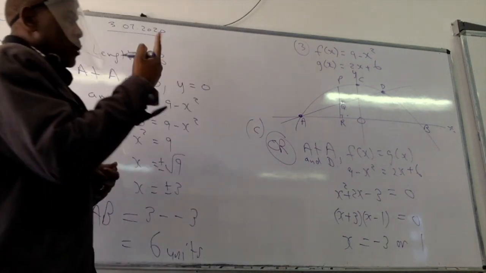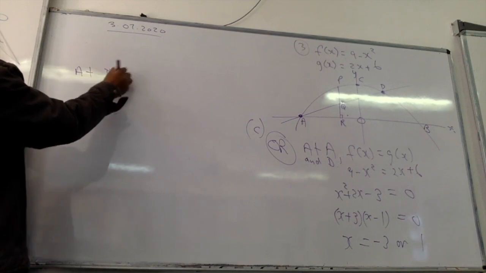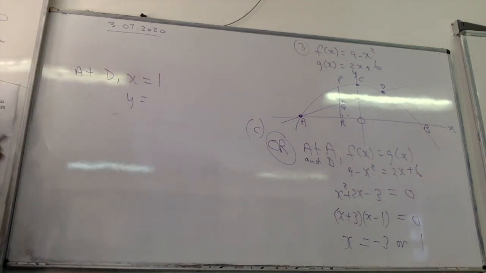But we know that we are looking for D in part C. So we know that at D, x is equal to 1. We need to find y. How do we find it? Because we are looking for the coordinates. Can't we substitute? Yes, substitute in G. And where there is x, what do you put in G? 1. You put 1.